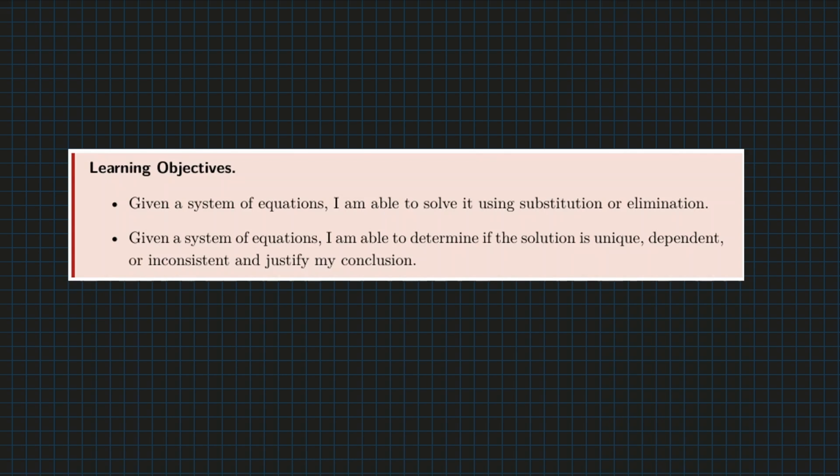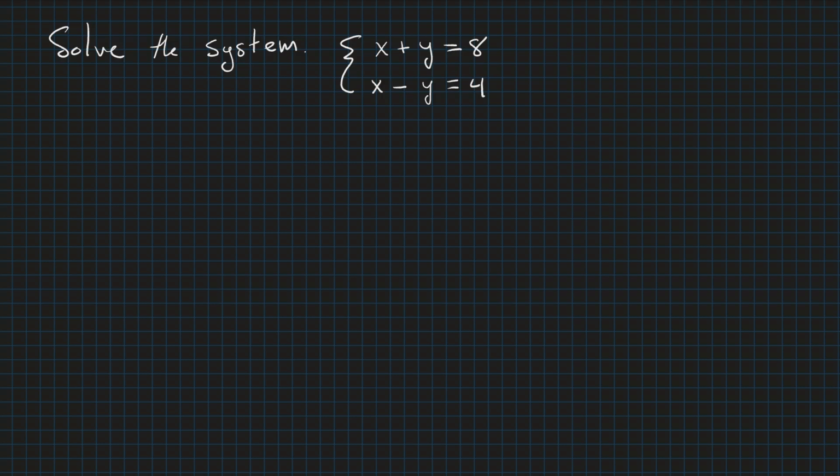And given a system of equations, you're going to be able to determine if the solution is unique, dependent, or inconsistent, and justify why. So to start us off here, we're going to solve a system like this. So the system is the two linear equations, which you notice that both of these are lines.